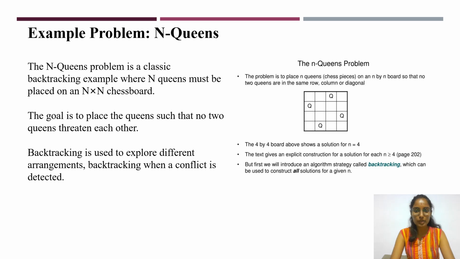The problem is to place N queens on an N by N board so that no two queens are in the same row, column, or diagonal. The 4 by 4 board above shows a solution for N equals 4. The text gives an explicit construction for a solution for each N greater than or equal to 4. But first, we will introduce an algorithm strategy called backtracking, which can be used to construct all solutions for a given N.